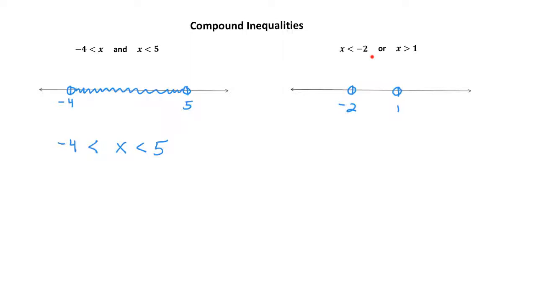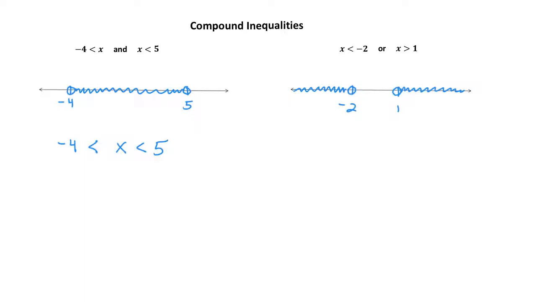If I start with the first one, less than negative 2 means I'm going in this direction. And for "or x is greater than 1", I start here and go in this direction. If you put the word "and" between these two inequalities, the answer would be nothing. You cannot at the same time be less than negative 2 and greater than positive 1. So when you see "or", you are allowed to have these two separate pieces.